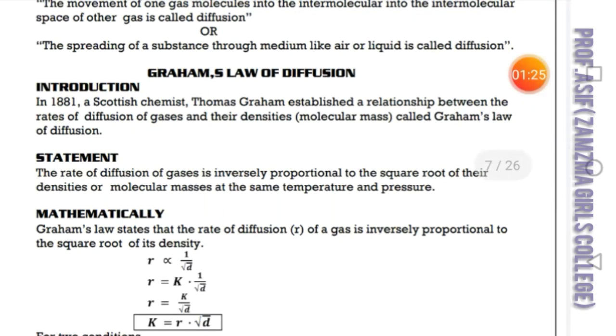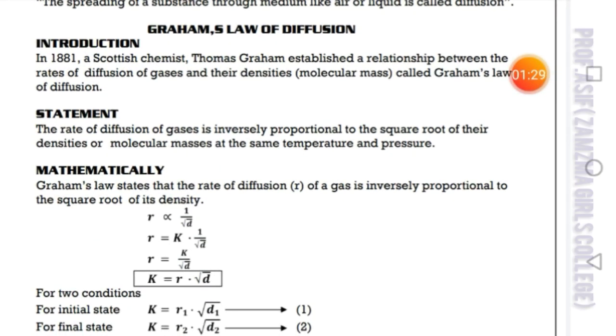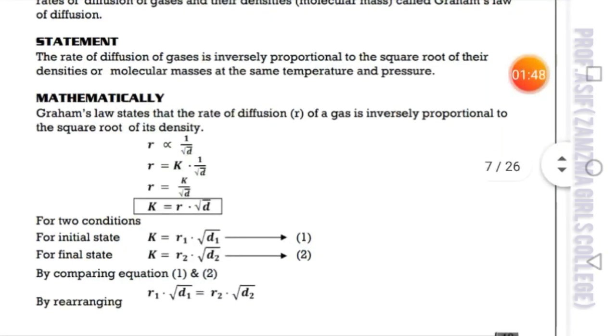Now, this law describes rates of diffusion with respect to their masses or densities. The mathematical relationship is: rate of diffusion is inversely proportional to the square root of the density. It means the denser the gas, the less its rate of diffusion. It means it will take more time to diffuse, to move from one position to another.